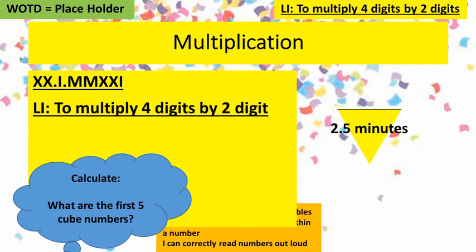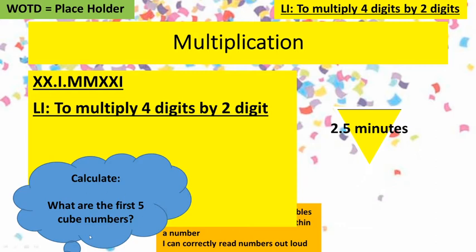So in Maths today, we are looking at multiplying 4 digits by 2 digits. Should have an S on the end there, I forgot that, it's up there. And our word of the day is placeholder, just because that's something really easy to forget when we are doing our tens column. Okay, so our first warm-up question of the day is, what are the first 5 cube numbers?